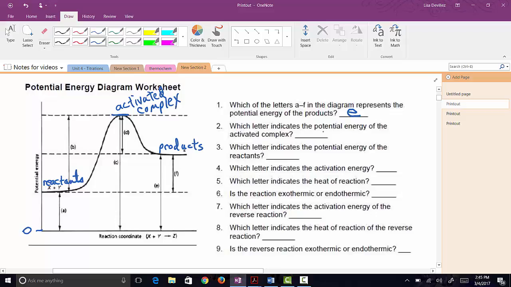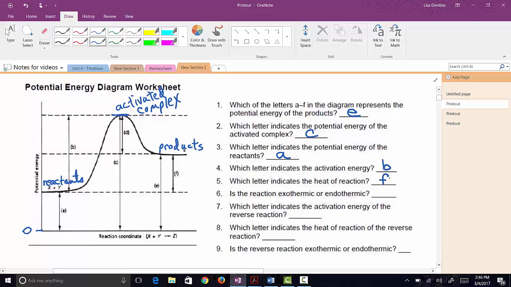And so letter C would be that one, and then the potential energy of the reactants, that would be letter A. The activation energy is the energy from where the reactants start up to the top of the hill, up to where the activated complex is formed. And that's represented by line B. And then the heat of reaction, that's our enthalpy, or delta H, and that's the difference between the products and the reactants. So F represents that amount of energy.